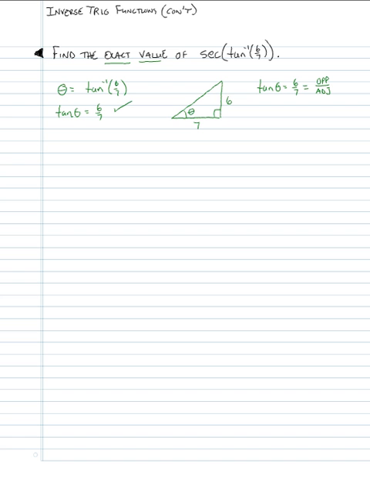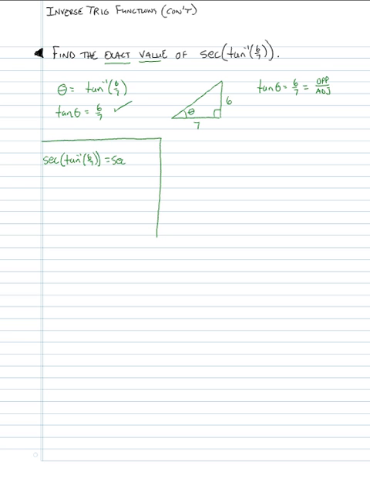Now, we probably are going to need this hypotenuse length. And in fact, look where we are. Let's start so that we kind of see where we're headed. Okay, let's look where we are. We're asked to find the secant of the inverse tangent of 6/7.